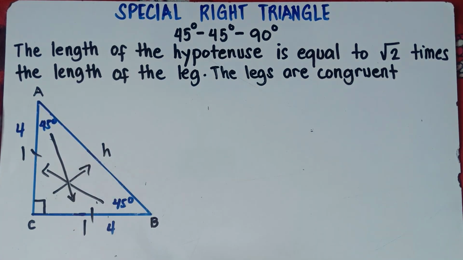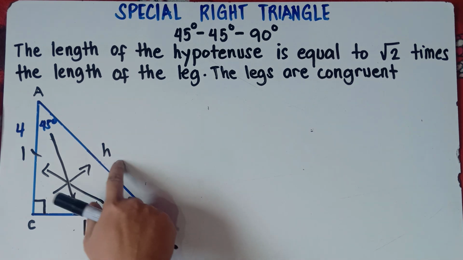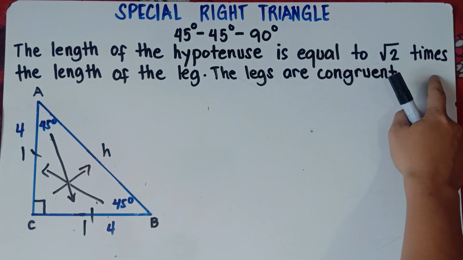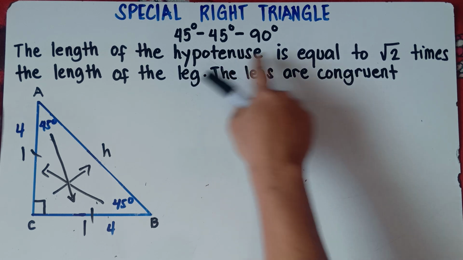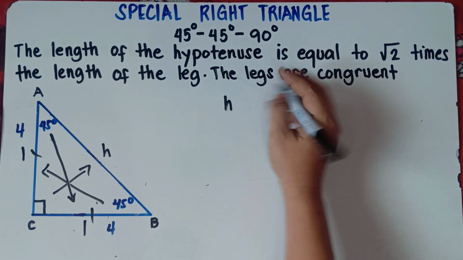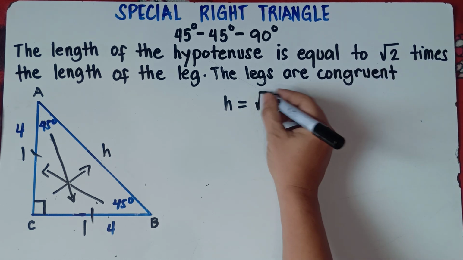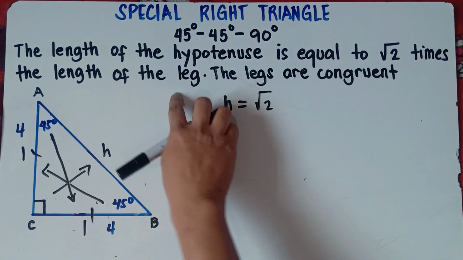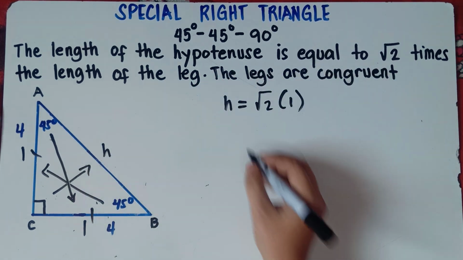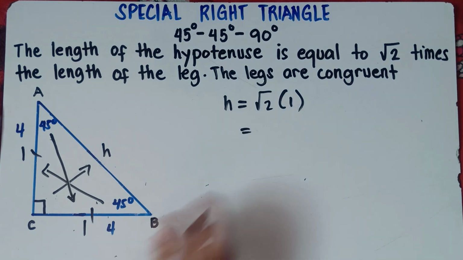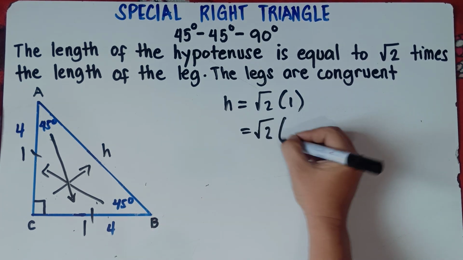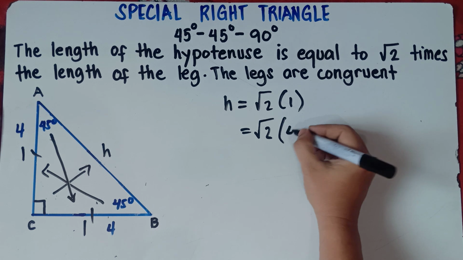Now what will be the hypotenuse, class? That's correct. Simply multiply this one by square root of 2. So the hypotenuse, it says in the theorem, is equal to square root of 2 times the length of the leg. And we have a given leg, that is 4. So square root of 2 times the leg is square root of 2 times 4.